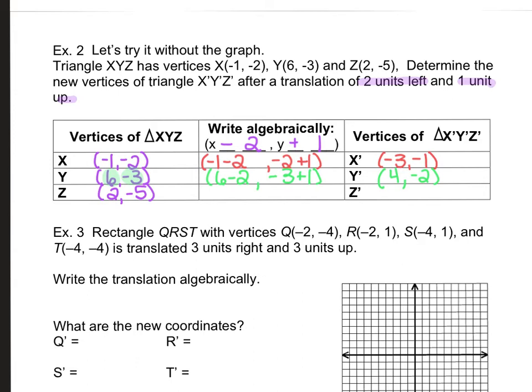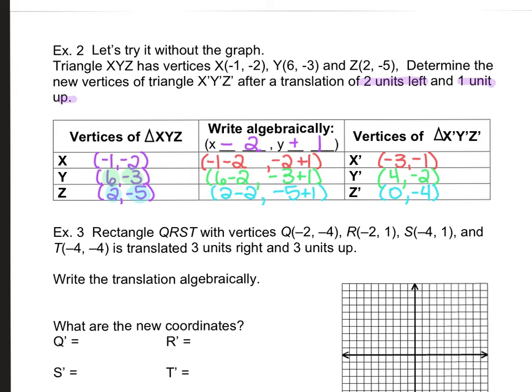All right, so for our last one, we've got Z. So the x value was 2. So 2 minus 2, we'll figure that out in a minute. And then our y value was -5. So -5 plus 1. So let's do the math. 2 minus 2, the new x value is going to be 0, and the new y value is going to be -4. So we were able to translate, or to slide that new triangle without having to graph it.